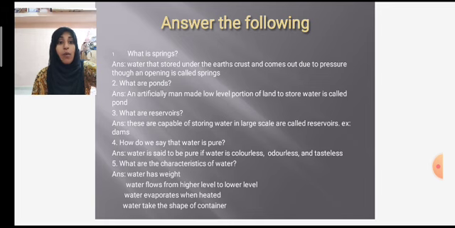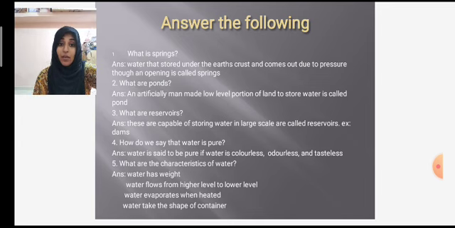The next, what are ponds? An artificial, man-made low-level portion of land to store water is a pond. It is made by man, artificially. That is called ponds. Water reservoirs are capable of storing water on a large scale. They are called reservoirs. Example, construction of dams.